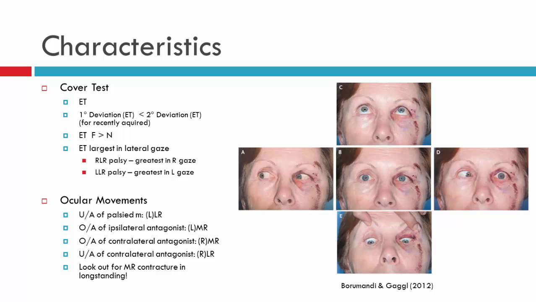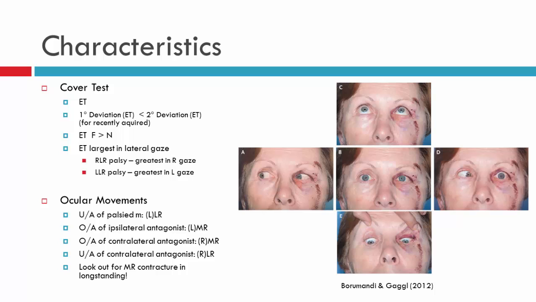If it's recently acquired, as you already know, the primary deviation will be smaller than the secondary deviation. What we haven't discussed is that the esotropia will also be larger in the distance, regardless of whether it's recent or has been there for a while. The reason it's larger in the distance is because the lateral recti are required to diverge the eyes out in the distance. And given that you actually have a palsy of the lateral rectus, there is a limitation in the eye's ability to achieve this, and as such, the esotropia will be larger in the distance as compared to near.